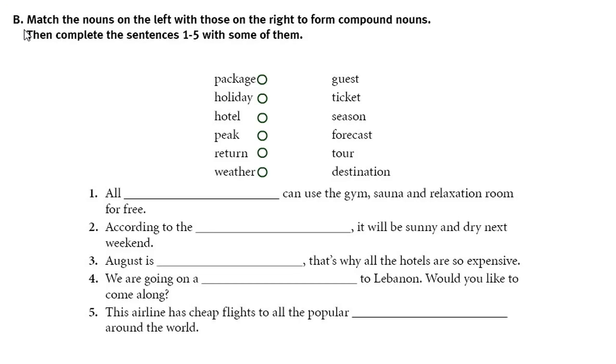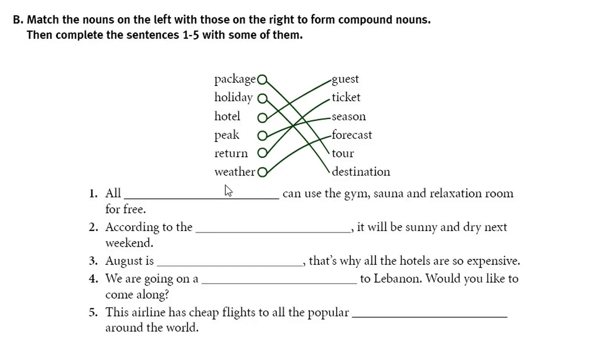B. Match the nouns on the left with those on the right to form compound nouns. Then complete the sentences 1 to 5 with some of them. Package tour, holiday destination, hotel guest, peak season, return ticket, weather forecast.